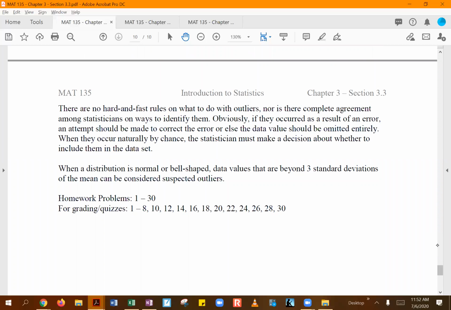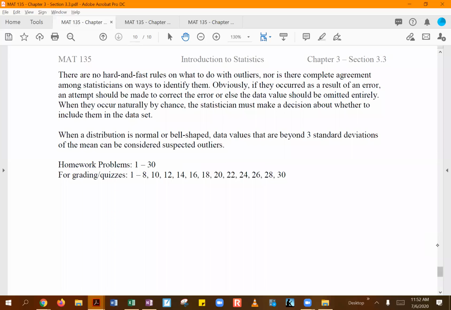They're saying there are no hard and fast rules on what to do with outliers. There is not a complete agreement among statisticians either. If they occurred as a result of an error, then maybe we want to fix that error. Go ahead and make sure we either correct that answer or completely omit that answer, which means don't include it in your data set. So if you know that this result is an error, go fix it or exclude it from your data set. They are saying when these outliers occur naturally by chance, which means no mistakes were made, but they still happened.